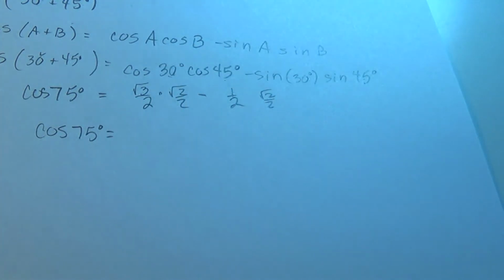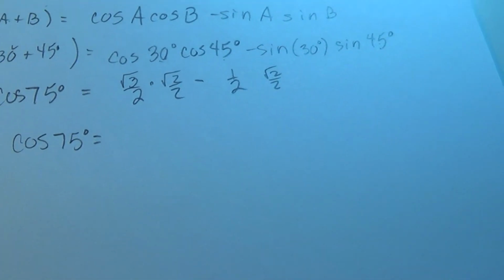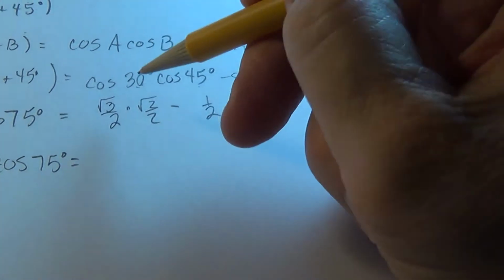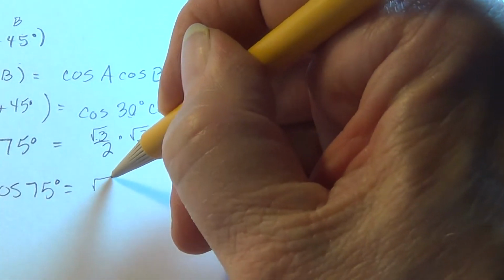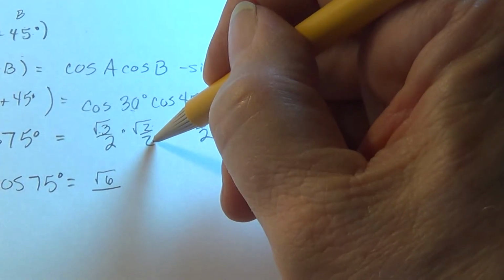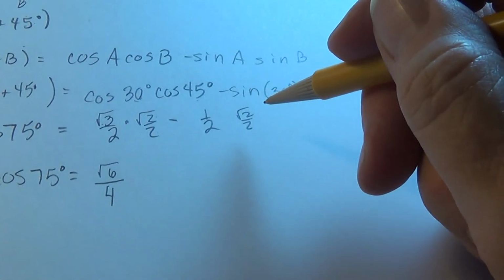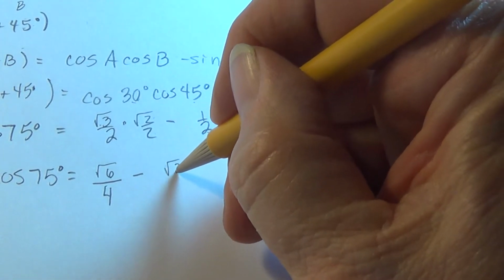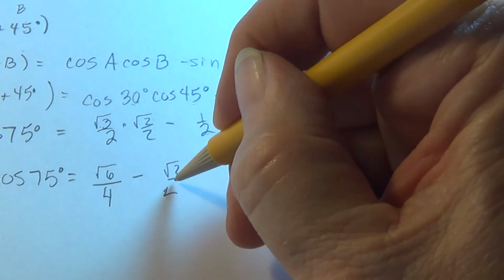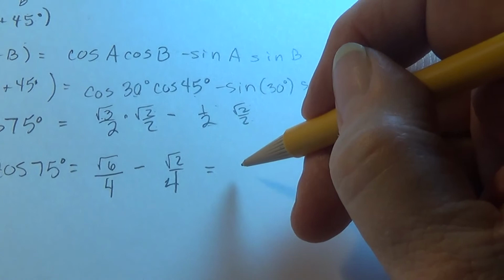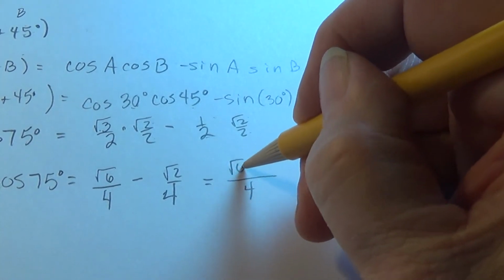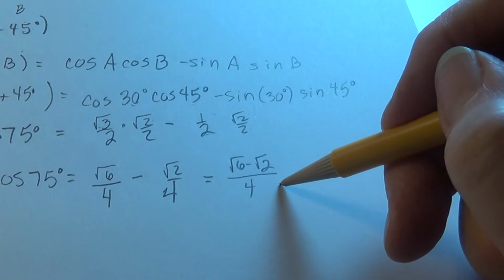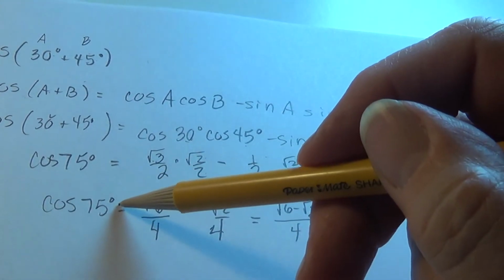So cosine of 75 equals, let's clean it up a bit, square root of 3 over 2 times square root of 2 over 2, which is numerator times numerator: square root of 6, and 2 times 2 is 4. And minus, top times top, bottom times bottom, square root of 2 over 4. Then we can write that over the common denominator, since it has one, we're going to go ahead and use it. That is the exact answer to the cosine of 75.